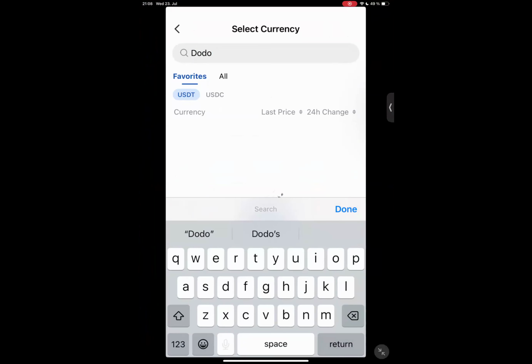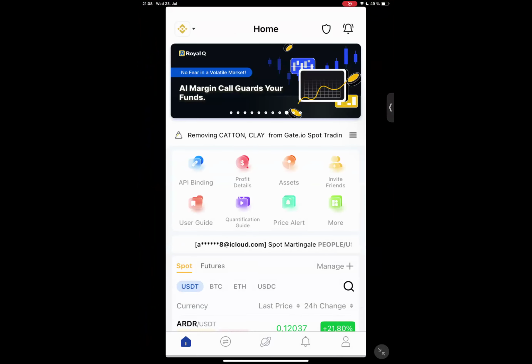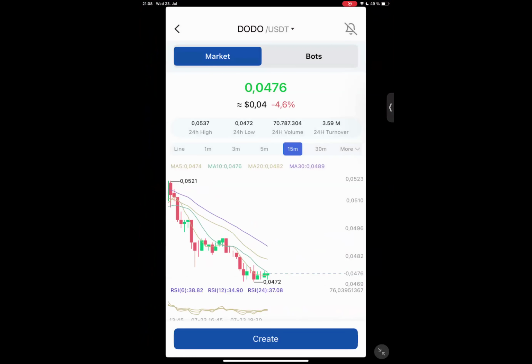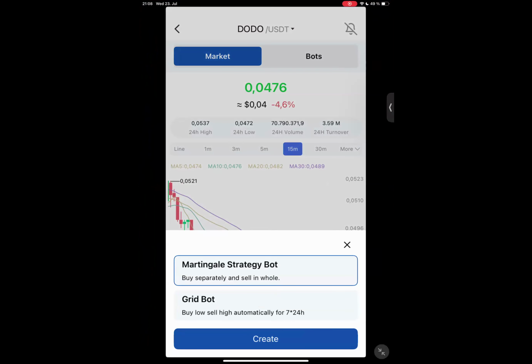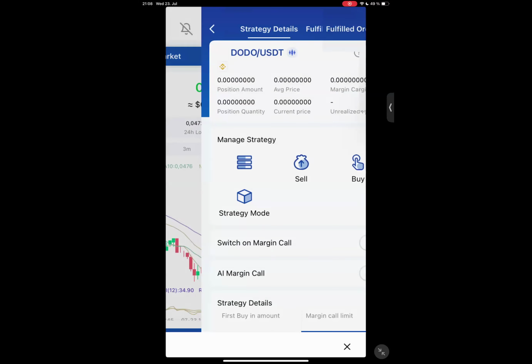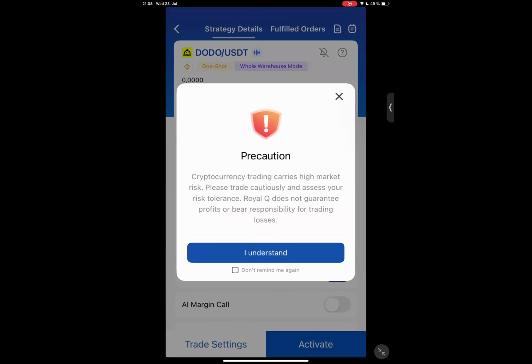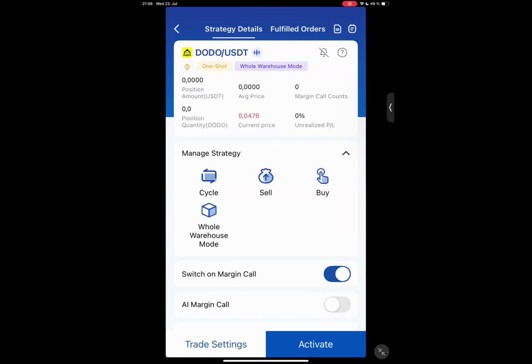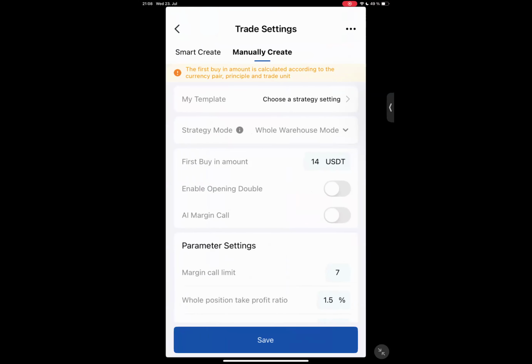I've never traded it before. So I go to all, Dodo or Dudu, I don't know. Some of the coins, their names are so funny. Like, what name is this? So I tap on create. Then I tap on create again. Then don't remind me again. I understand. Then I go to trade settings.